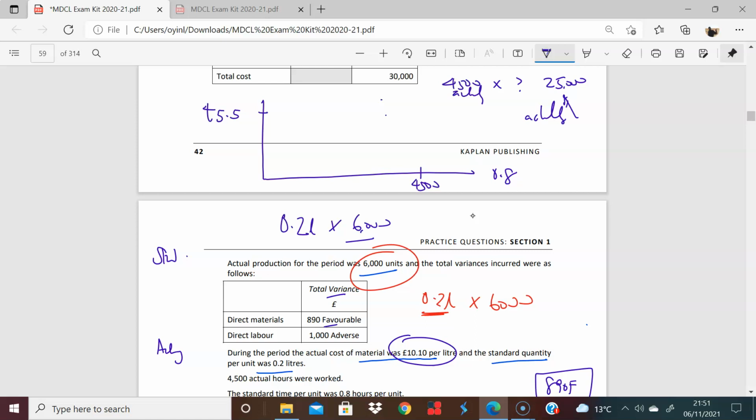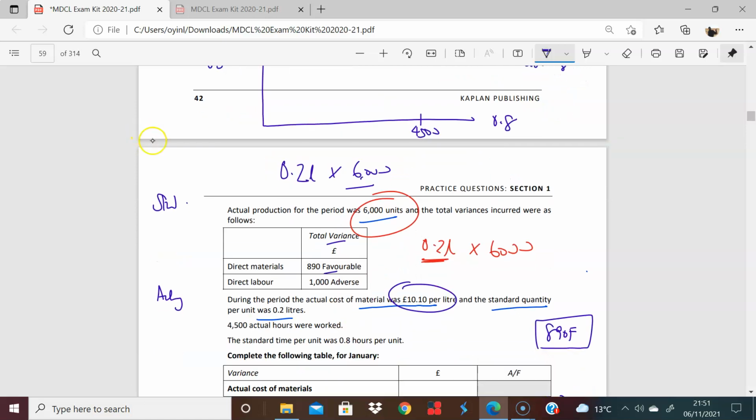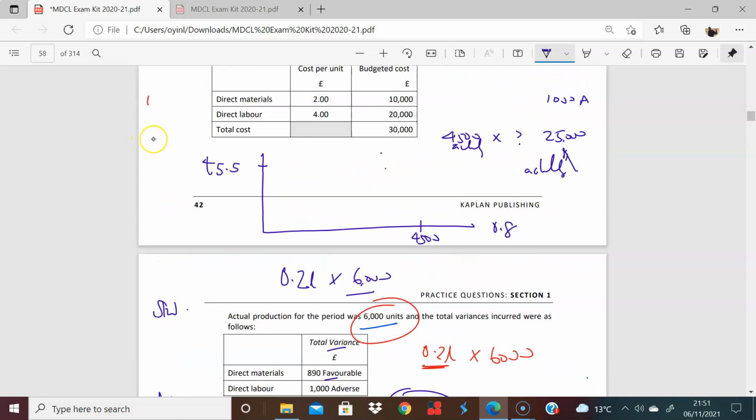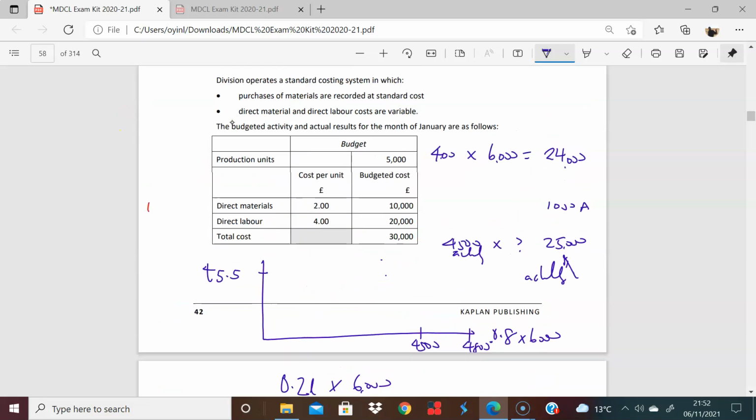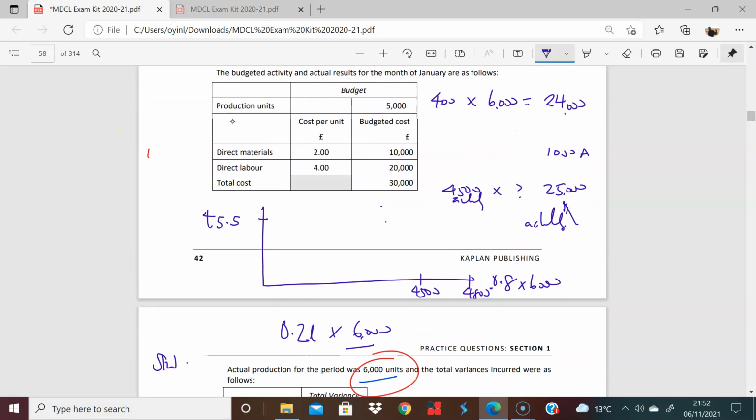So you're supposed to do 0.8 hours per unit. It tells you there, 0.8 hours per unit, and you do 6,000 units. So you're supposed to therefore spend 0.8 times 6,000, which is 4,800. So you're supposed to do 4,800, but you've done 4,500. Now, what I just quickly need to find is the standard cost in terms of time.